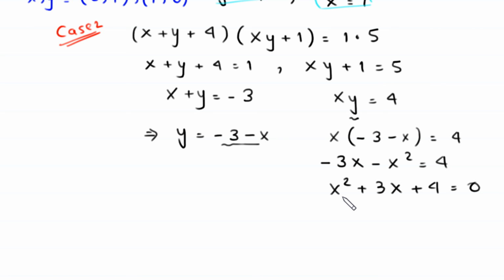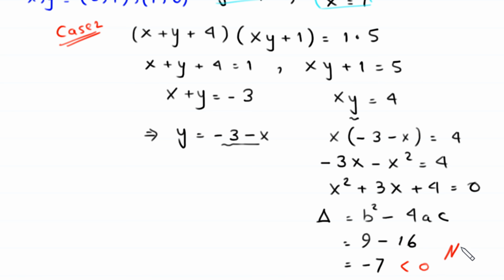Now for x to be an integer, the discriminant of this quadratic equation must be a perfect square. So we see that the discriminant, that is also called delta, is equal to b squared minus 4ac. Since b is 3, this will become 3 squared, means 9, minus 4 times 1 times 4 is 16, and 9 minus 16 is negative 7, and this negative 7 is less than 0, means that no real solutions can be found from this case.